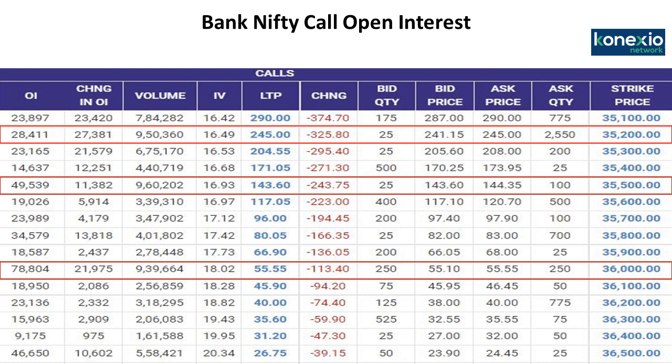and 36,000 calls. Here we can clearly see a rise in the open interest and a fall in the premium price, which clearly indicates that there has been strong writing of out of the money calls from the current levels, I mean, higher strike price calls.